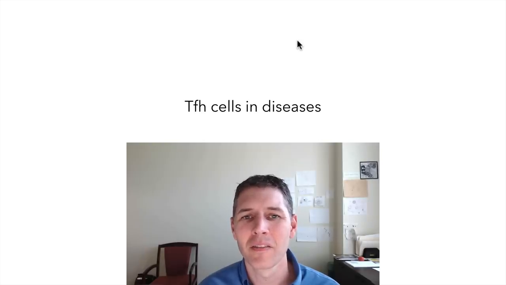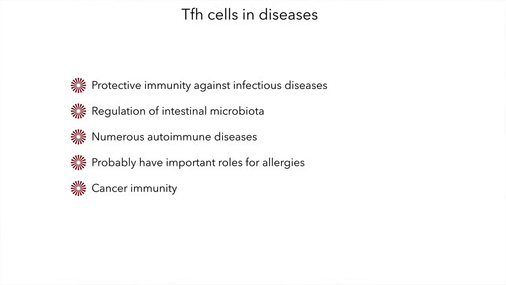TFH cells in diseases. TFH cells are essential for the generation of most isotype-switched antibodies and affinity maturation, and therefore they have an obvious role in protective immunity against infectious diseases. Antibodies are necessary for control of chronic LCMV infections in a mouse model, and defects in TFH cell frequencies have dramatic effects in failure to control LCMV, for example.